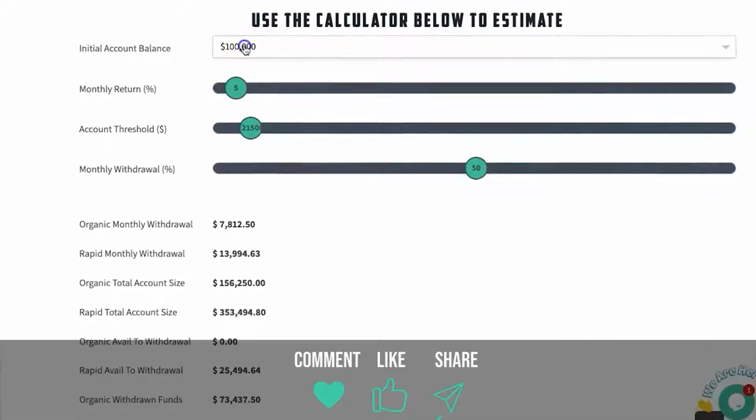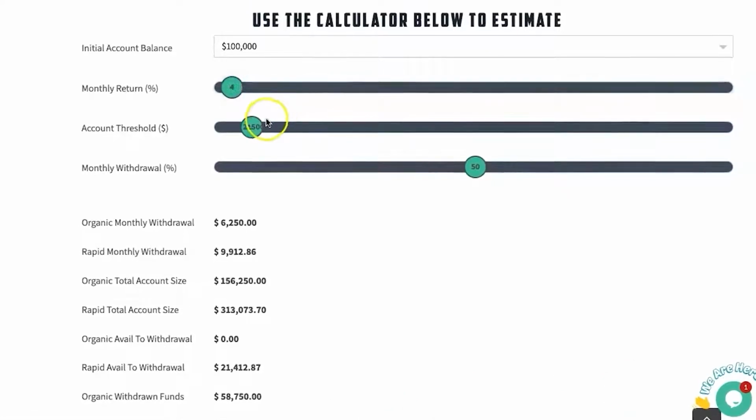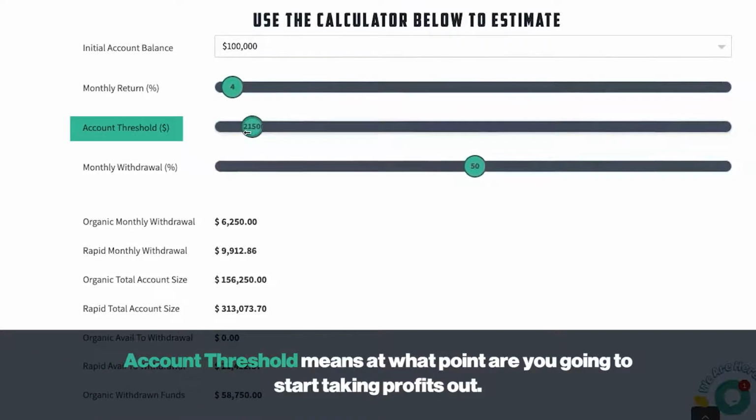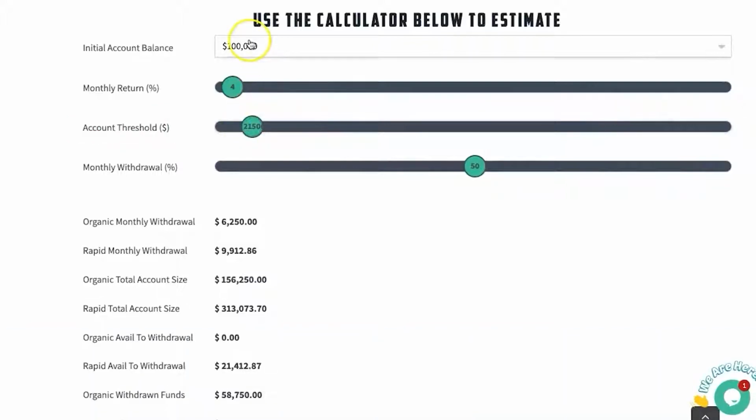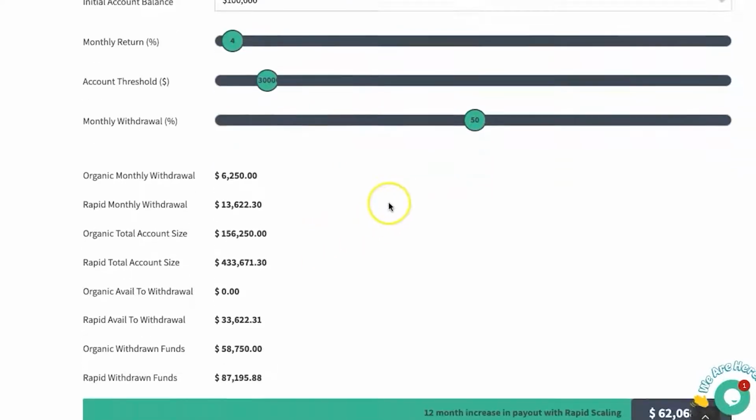Let's say we start with an initial balance of 100,000, monthly return of, let's say it's 4%. The account threshold means at what point are you going to start taking profits out? So if you start with a $100,000 account and let's say at $300,000 you want to start taking out your profits and you're going to withdraw 50% of your profits once you've reached the $300,000 account, then this is what the numbers would look like.